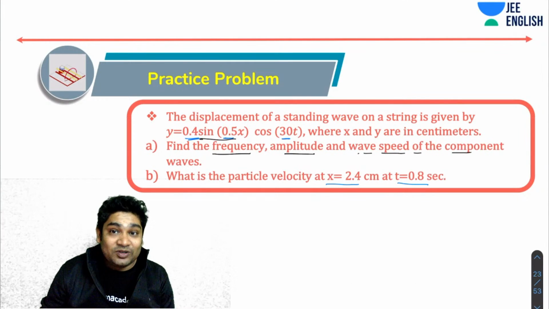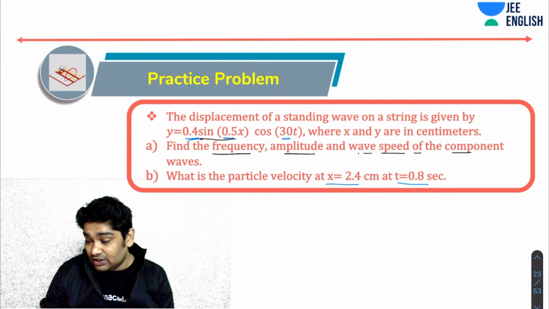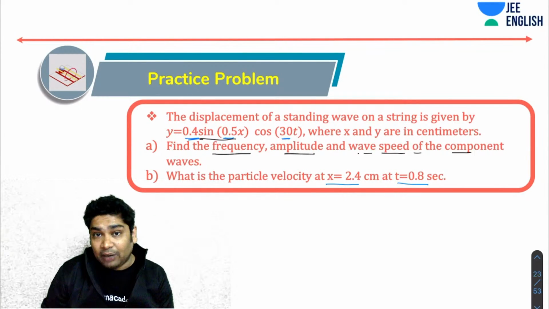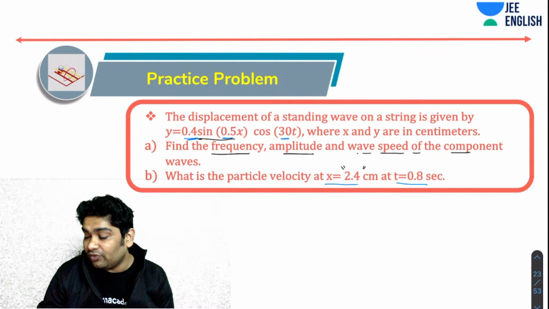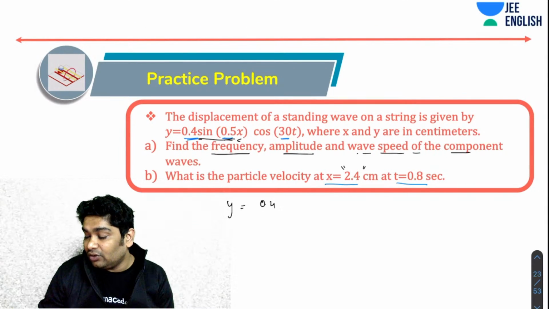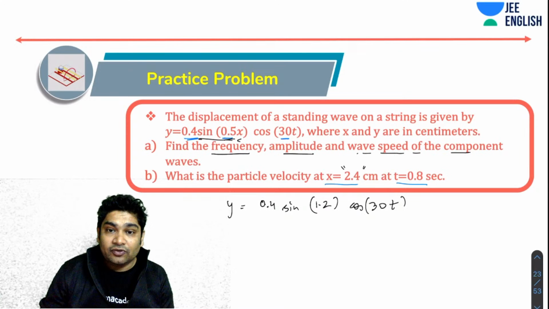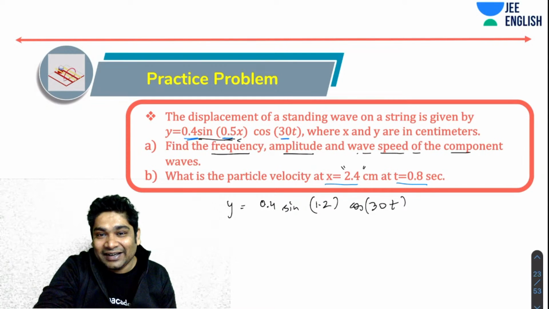Now, what is left was the velocity of the particle at x equals 2.4, at t equals this. So at x equals 2.4, all you need to do is find the equation of SHM of that particle. So for that, all you need to do is put this value of x equals 2.4 over here. So for the particle at x equals 2.4, y would be equal to 0.4 sine of 1.2 into cos of 30t. This is the equation of SHM for that particle.